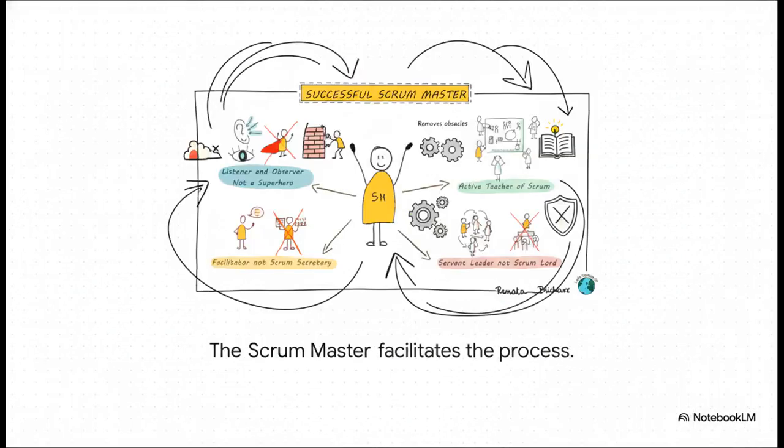Next up is the Scrum Master. And hey, despite the somewhat intimidating title, they aren't a Scrum Lord or some sort of superhero. They are a servant leader. If a developer's environment completely crashes while they're coding the notification logic for our app, the Scrum Master is the one who knocks down that obstacle. They facilitate the daily process and act as a hands-on teacher to ensure the team is actually following the Scrum framework correctly.